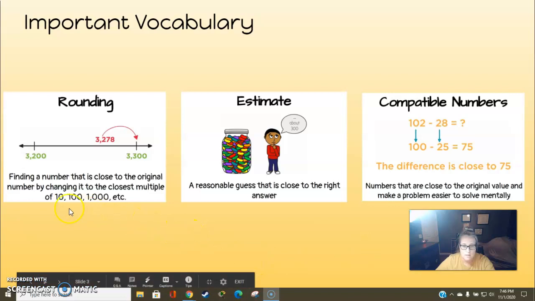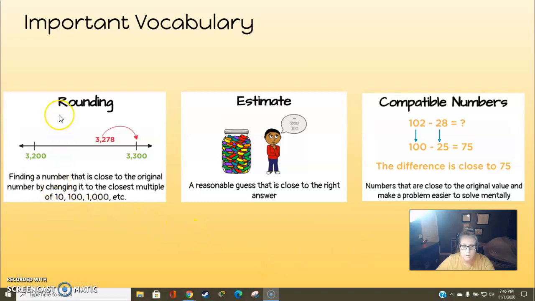Our vocabulary that we have this week, our first word is rounding, and we had this word last week. Rounding is finding a number that is close to the original number by changing it to the closest multiple of 10, 100, 1,000, and it can keep going up. The next word we have is estimate. Whenever we estimate, it's a reasonable guess that is close to the right answer.